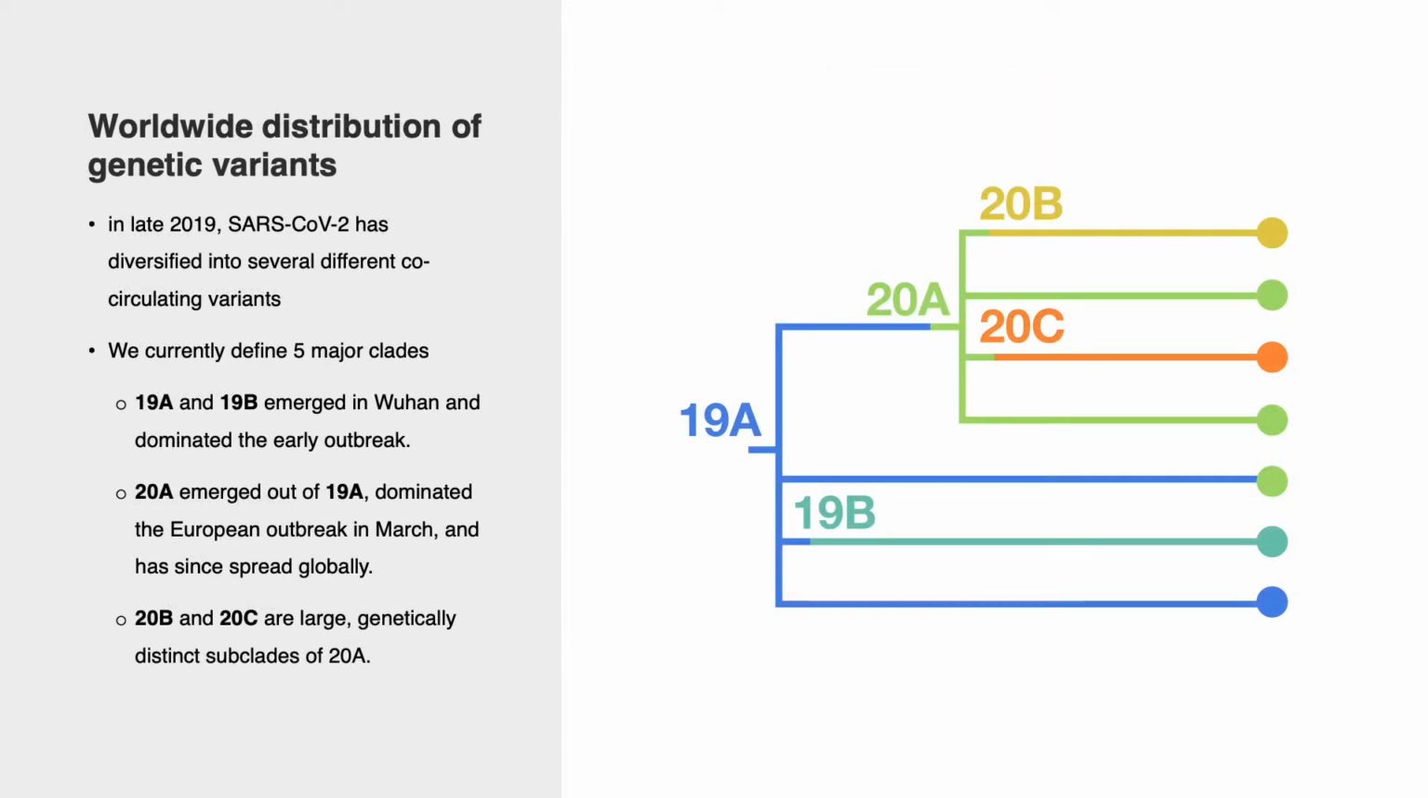Since its emergence in late 2019, SARS-CoV-2 has diversified into several different co-circulating variants. We currently define 5 major clades. 19A and 19B emerged in Wuhan and dominated the early outbreak. 20A emerged out of 19A, dominated the European outbreak in March, and has since spread globally. 20B and 20C are large, genetically distinct subclades of 20A.